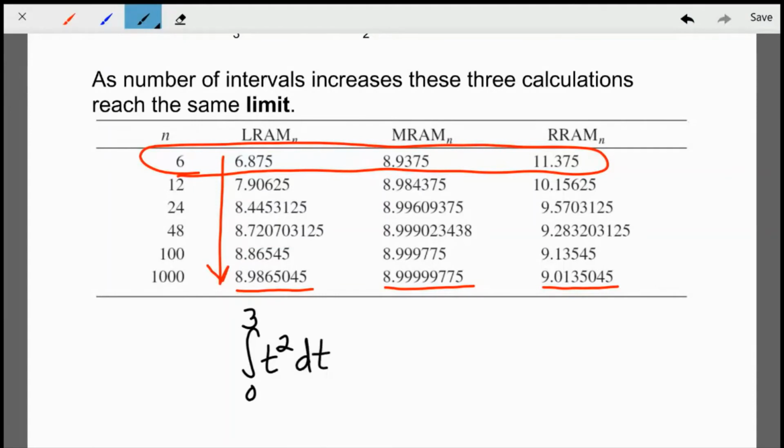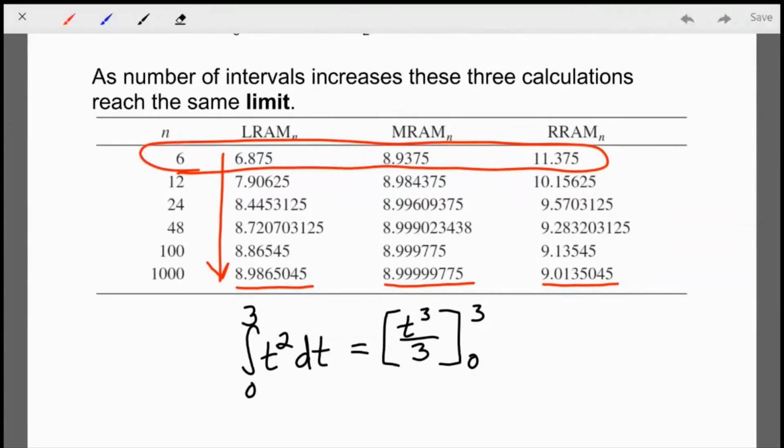There's some notation here you may not have seen before. That's integral notation. It tells me that I'm integrating the function t squared on the interval from 0 to 3, with respect to t. To solve this, we use what's called an antiderivative. The antiderivative of t squared is t cubed over 3. Then we get into the fundamental theorem of calculus, where we take the antiderivative at the upper limit minus the antiderivative at the lower limit. You would find that this is 3 cubed over 3 minus 0 cubed over 3, and that's exactly equal to 9.